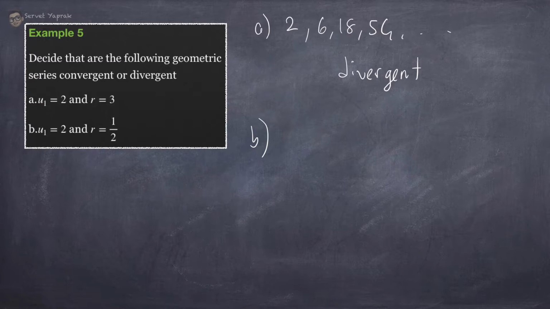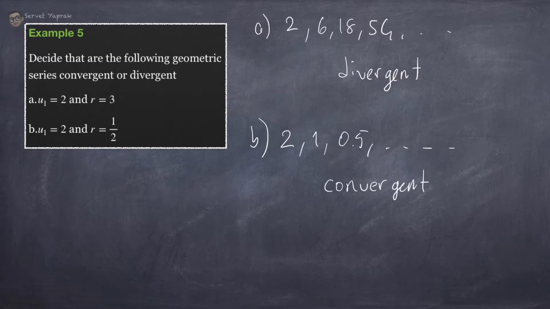Part B is a different series. 2 is the first term again, but the next term will be half of it, which means the next term is 1, and then 0.5, and then it will get smaller and smaller. So we can say that this is getting smaller and smaller, so this is a convergent series. If it is convergent, which exact value does it converge to?